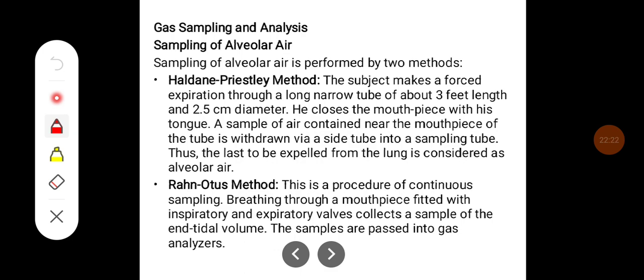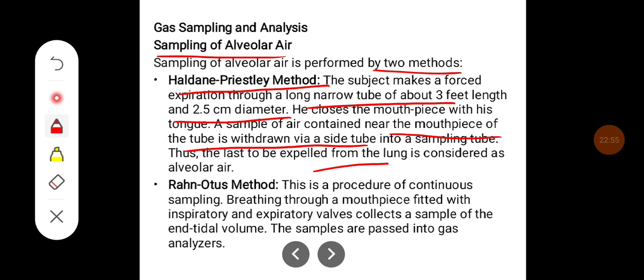How do you sample the gas for the analysis? Sampling of alveolar air is done by two methods. One is the Haldane-Priestley method. The subject makes a forced expiration through a long narrow tube, about 3 feet in length and 2.5 centimeter diameter. He closes the mouthpiece with his tongue. The sample of air contained near the mouthpiece of the tube is withdrawn via a side tube into the sampling tube. Thus, the last air to be expelled from the lung is considered as alveolar air.